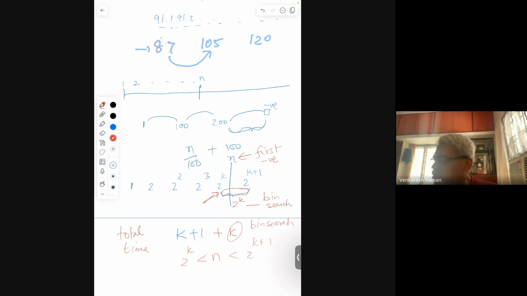Now, what is k? n is between 2 power k and 2 power k plus 1. So really, k is less than log n, log small n. And I have done roughly about 2k such checks. So it's 2 log n, 2 log small n.